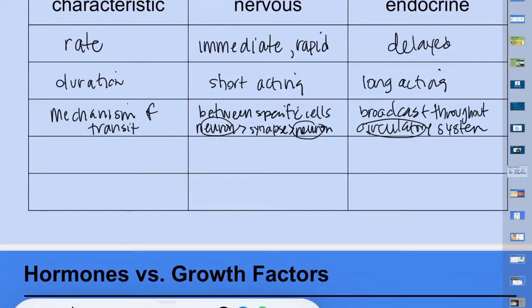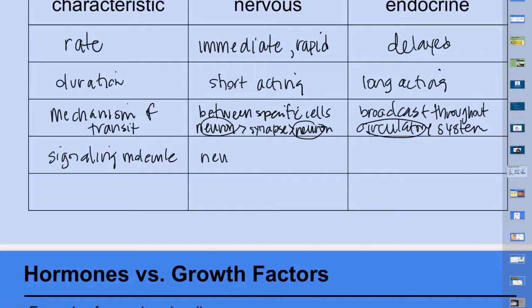The language of the systems is different as well. The language is the signaling molecules. On the nervous system side, it's a neurotransmitter. That's what the ligand is. And on the endocrine side, it's a hormone.